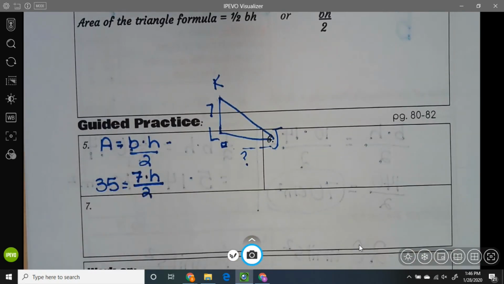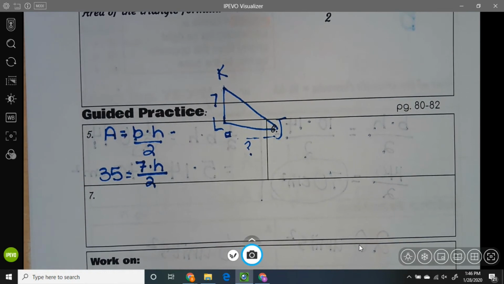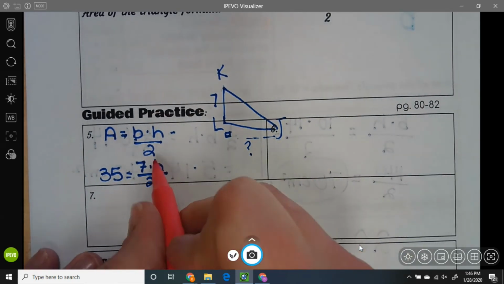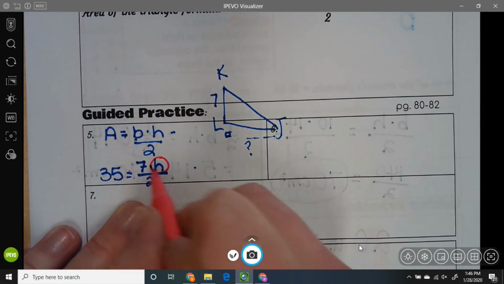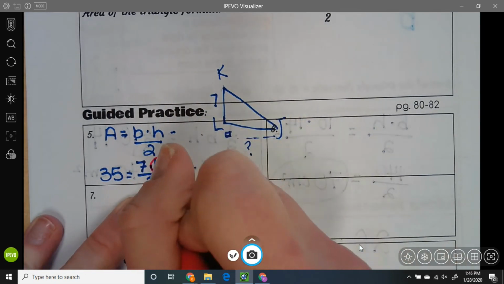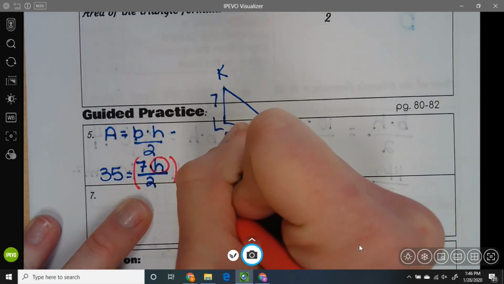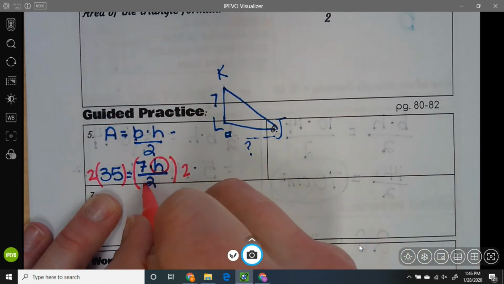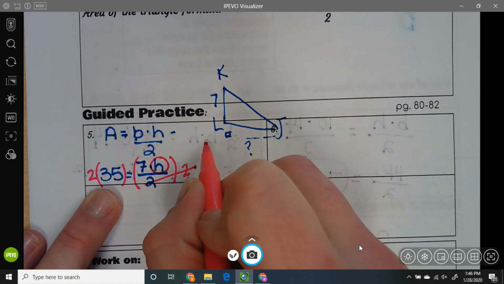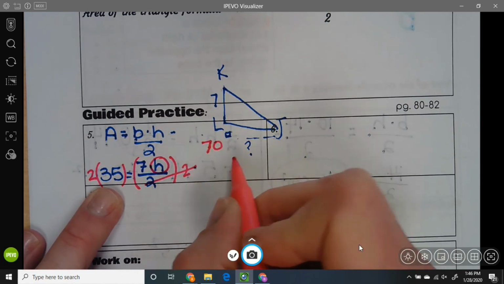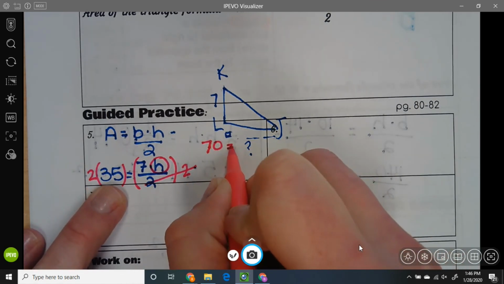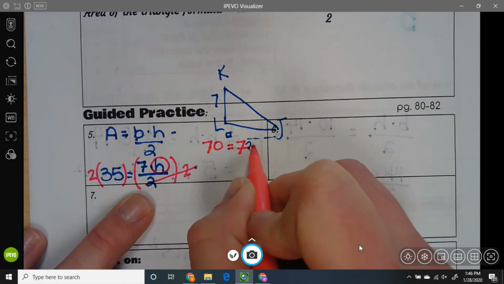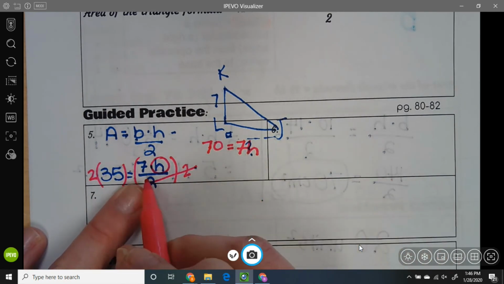Okay. So then I start to solve it algebraically. I'm just going to isolate the h, so I need to get everything else to the other side. So this is division, so I'm going to multiply times 2. So that gets rid of that. So then I end up with 70, because 35 times 2 is 70, equals 7h, because the 2 and 2 canceled out.